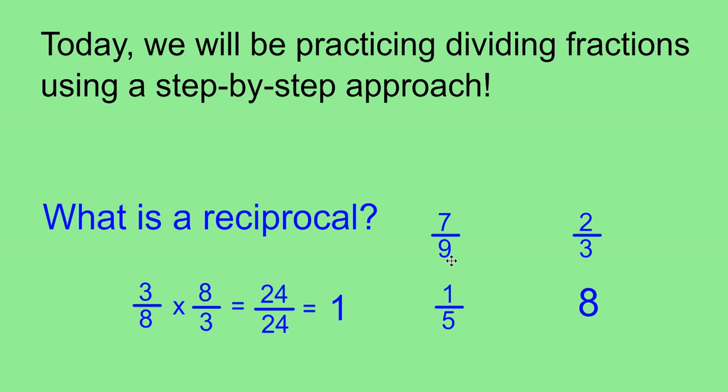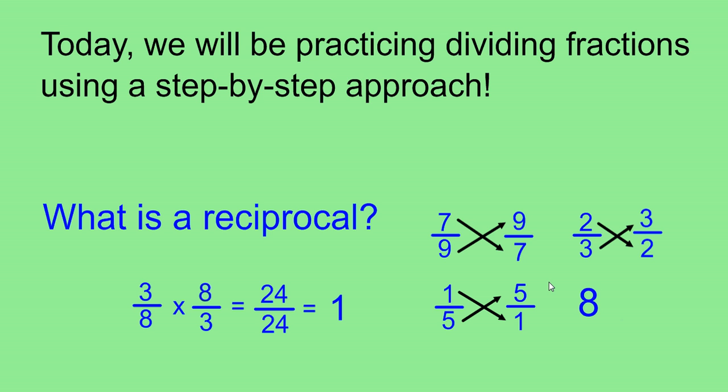So what would be the reciprocal of 7/9? That's correct, 9/7. And the reciprocal of 1/5? There you go, 5/1. What would be the reciprocal of 2/3? 3/2 is correct. They're just switching, the numerator and denominator switch places.